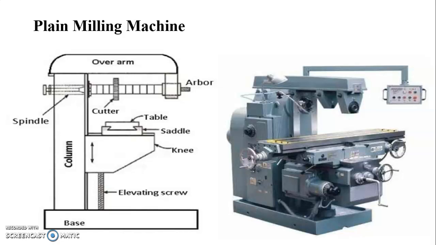That is the base, column, knee, saddle. Then the table is there, or arm and arbor. So these are the important components of the plain milling machine.